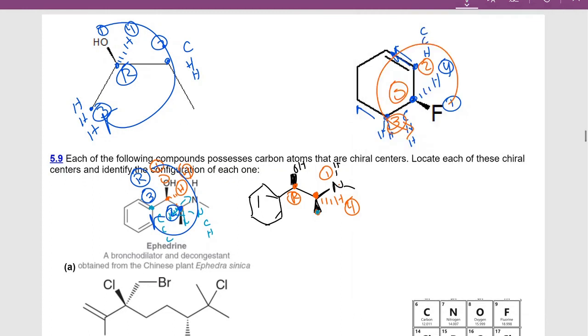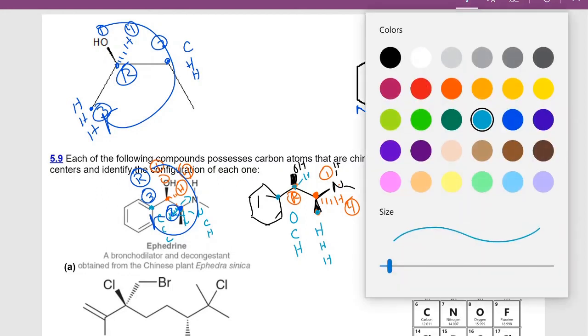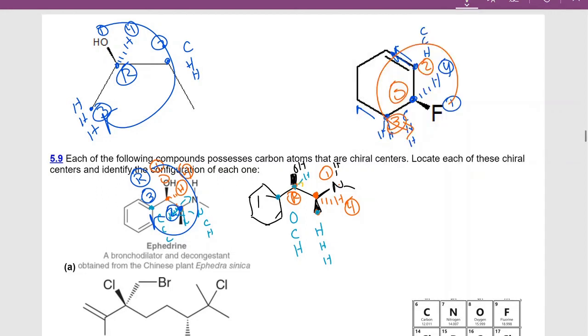Alright, this carbon at the bottom has hydrogen, hydrogen, hydrogen attached. The carbon on the left has oxygen, then carbon this way, then hydrogen that way. Okay, oxygen trumps hydrogen, so that makes this number 2 and this one number 3. Okay, hydrogen's going away from us. The progression of rotation is 1 to 2 to 3, so this is S.